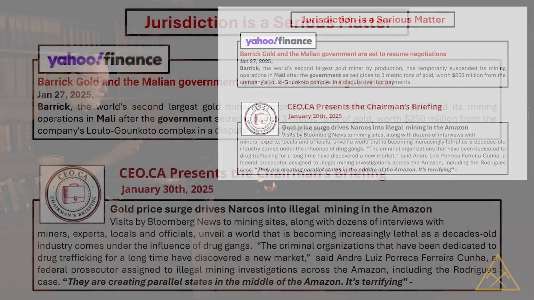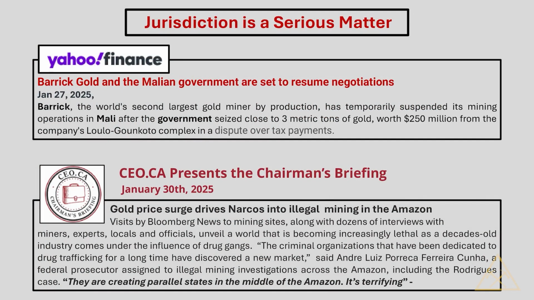So here's some examples of maybe getting into a little gray area on the jurisdiction side. Barrick Gold and the Malian government are set to resume negotiations because they had a big conflict. This is back in January 27 of last year. Barrick, the world's second largest gold miner by production, has temporarily suspended its mining operations in Mali after the government seized close to 3 metric tons of gold worth $250 million from the company's complex in a dispute over tax payment. I mean, that's pretty scary stuff. And I think if you looked at a chart of Barrick, it may have affected the share price a bit.